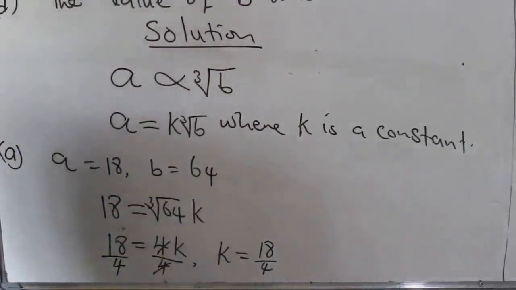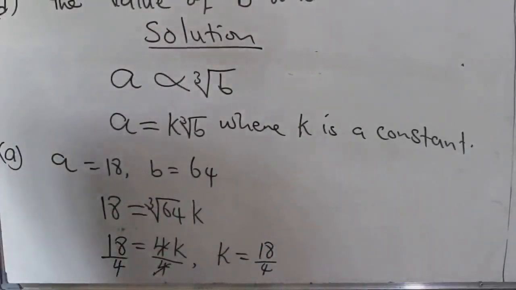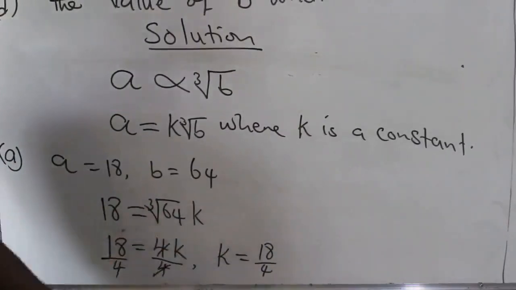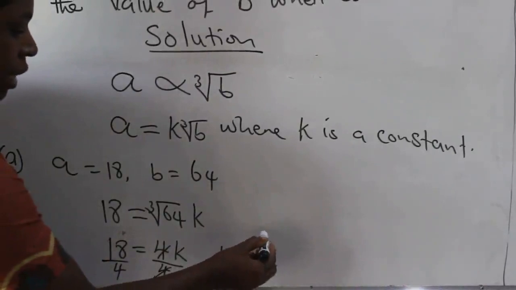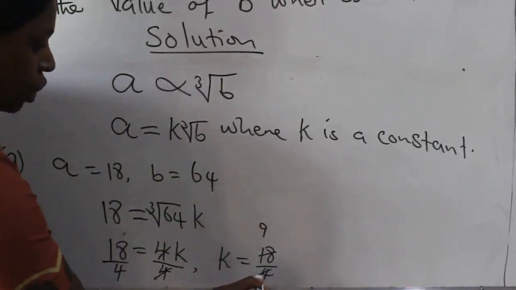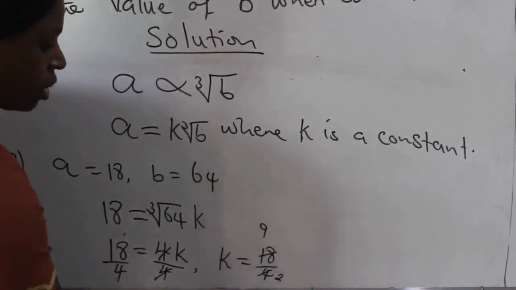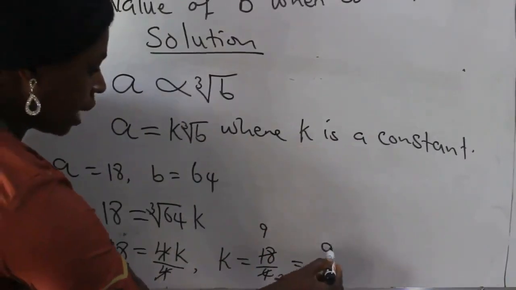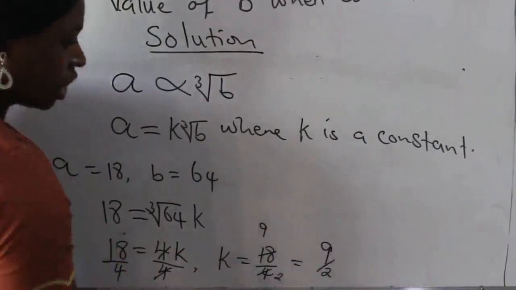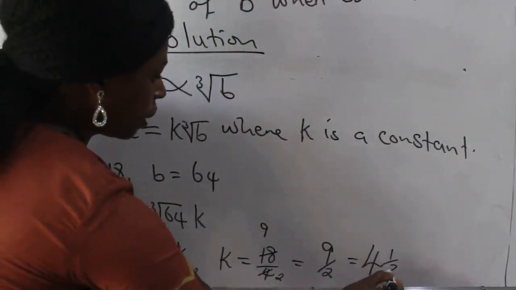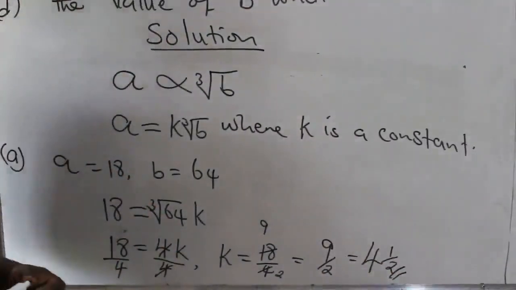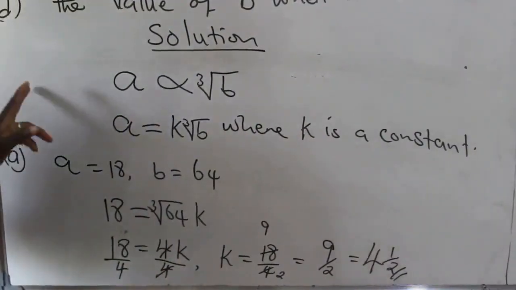So you reduce it. And what is the common factor? Of course, 2 is the common factor. So 2 can go into 18, 9 times, and 2 into 4, 2 times. So we now have what? 9 over 2, which can be written as 4 whole number, 1 over 2. So that is the value of our constant.